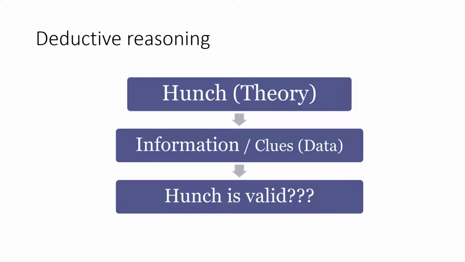Under deductive reasoning, the researcher already has a hunch or even a theory about their topic of interest. They then proceed to gather the information or data. After that, they analyze the data to see whether their theory is supported or valid.